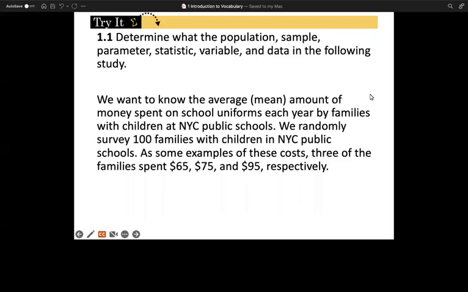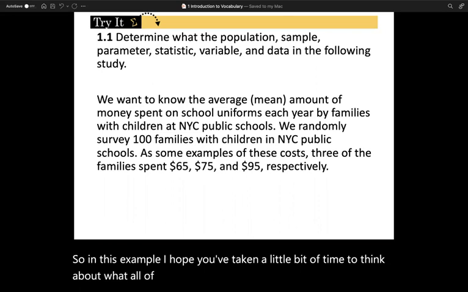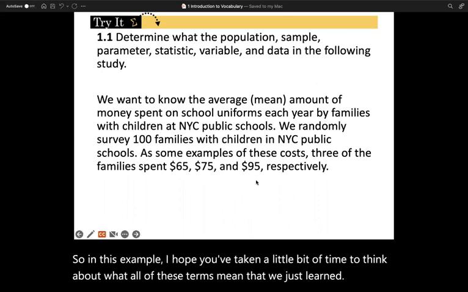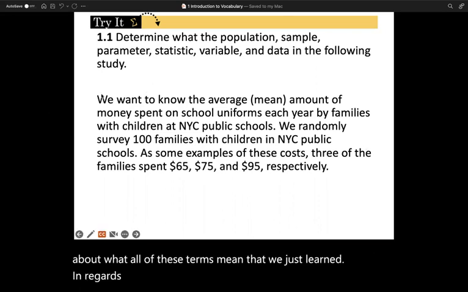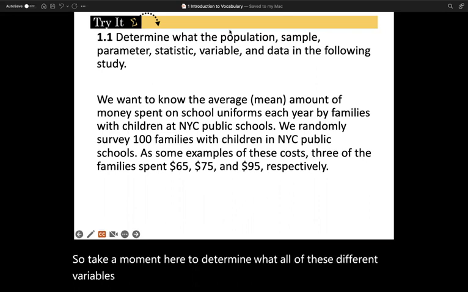Now let's go over an example. In this example, I hope you've taken a little bit of time to think about what all of these terms mean that we just learned in regards to the paragraph here. So take a moment here to determine what all of these different vocabulary means for this problem.